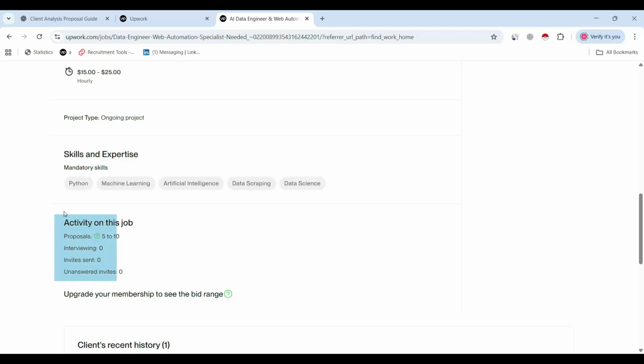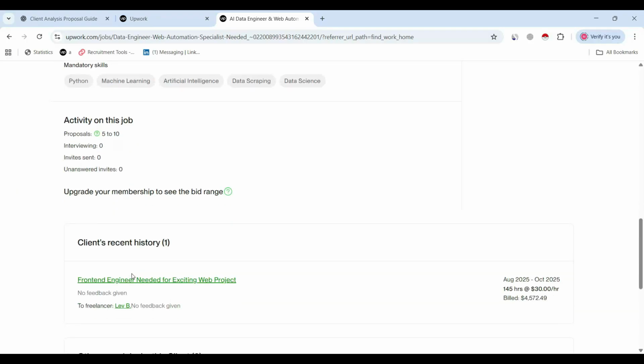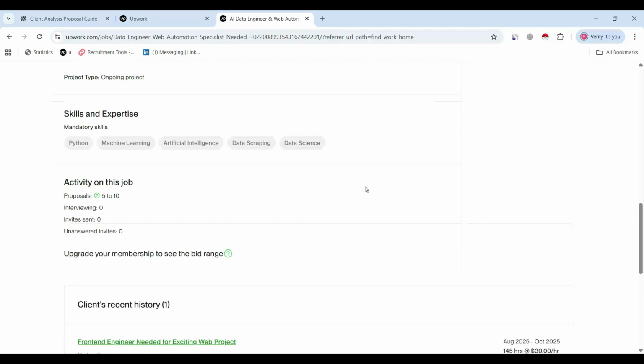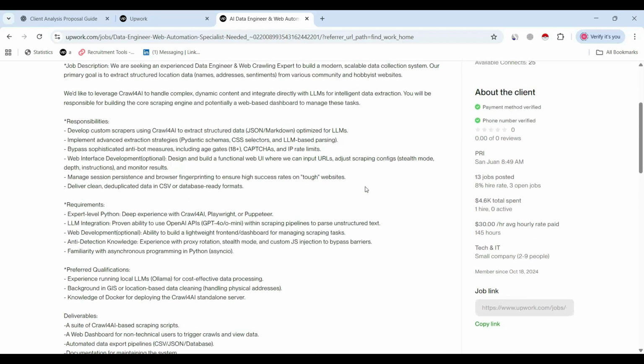Currently, this job received around 5 to 10 proposals. However, the client has not interviewed anyone, no invitations have been sent, and even in the previous job history, no freelancer has given any reviews. This shows low hiring activity, which is not a good sign. So, based on my experience, whenever I see low hiring activity, no client reviews, or unclear client engagement, I do not justify spending my connects on that proposal, even if the job description looks good. Freelancing is not about applying everywhere, it is about applying smart.